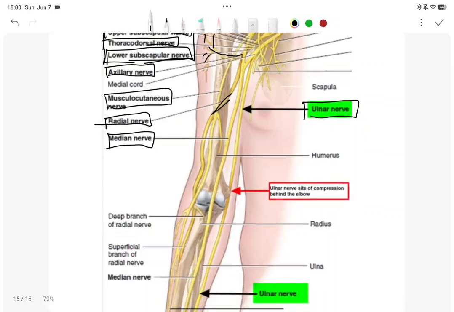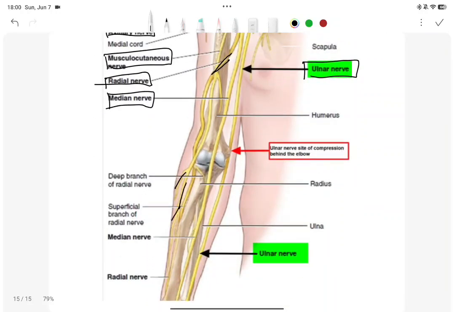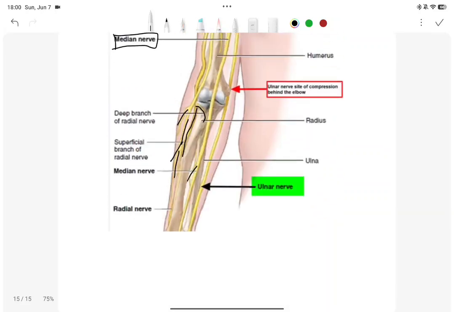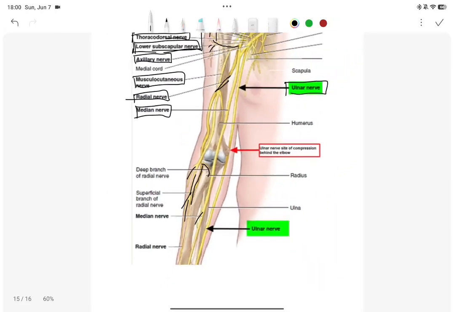This is the lateral cutaneous nerve of forearm, and there is the radial nerve. This is the deep branch of the radial nerve, and there is also the deep branch of the median nerve called the anterior interosseous nerve. So that much for today.